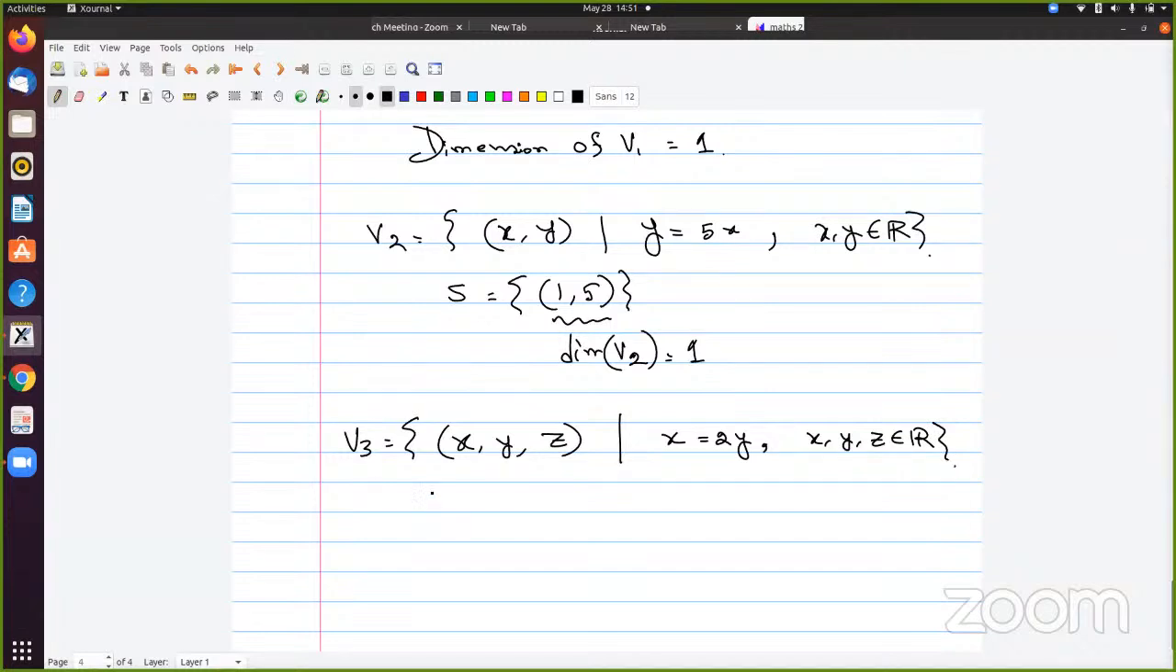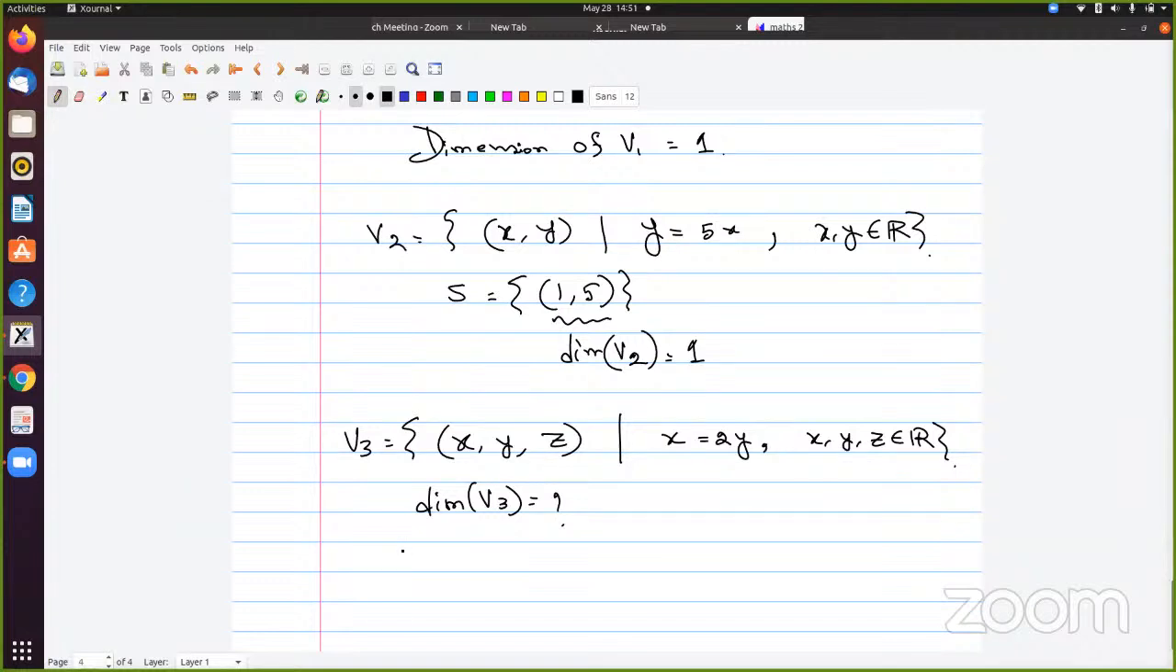What is the dimension of V3? That is my question. Sir, 2. When you are giving me a solution, you have to also give me the explanation. Sir, okay? Z is independent by itself, and Y or X can be dependent. Either of Y or X can be dependent.